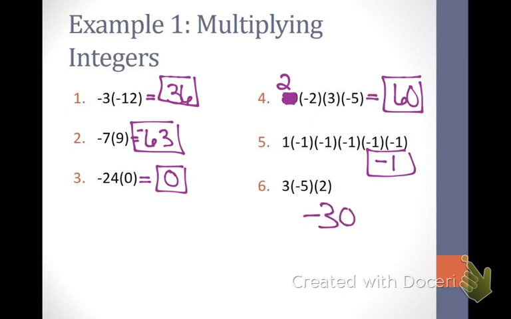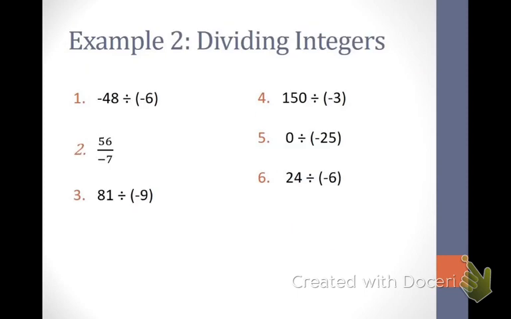Negative 30, because there's only 1 negative. Any questions? All right, moving on to example 2. In example 2, we're now dividing integers. So let's start dividing these numbers.